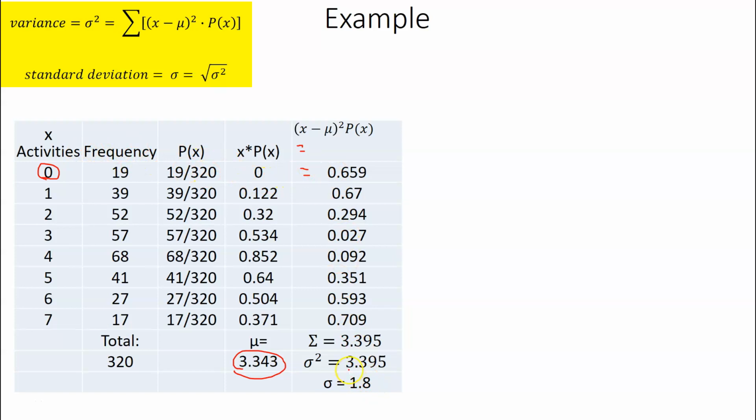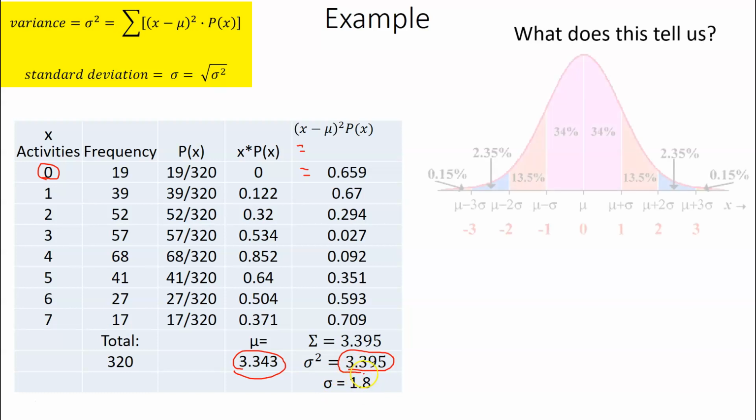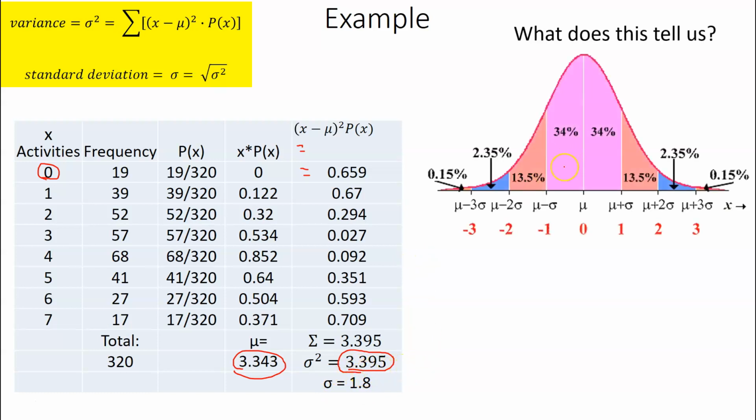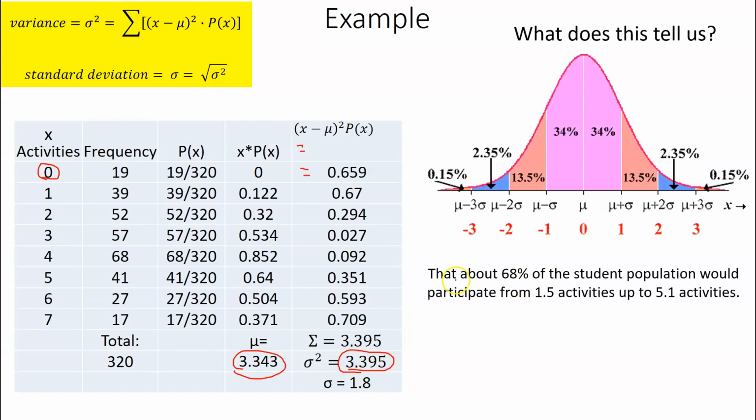And notice that gave me the variance when I had the computer add it all together, and then I just took the square root of it. So you can actually take square roots also in your computer. So what does it tell us? Well, this goes back to the empirical rule. It would be that about 68% of the students would have participated between 1.5 activities and 5.1 activities.